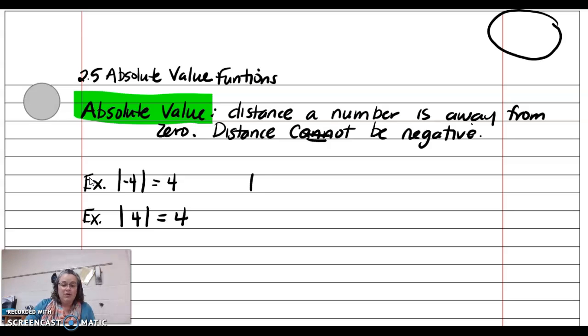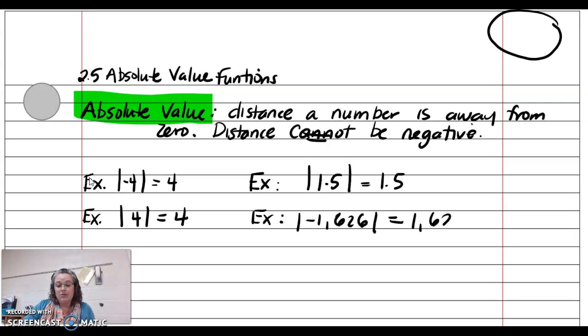The absolute value of 1.5 is 1.5 because it's 1.5 spaces away from 0. The absolute value of -1,626 is also 1,626 because it's 1,626 spaces away from 0. Just happens to be the left. We're talking distance. How many spaces away from 0 is this number?